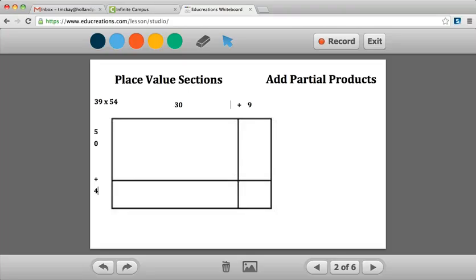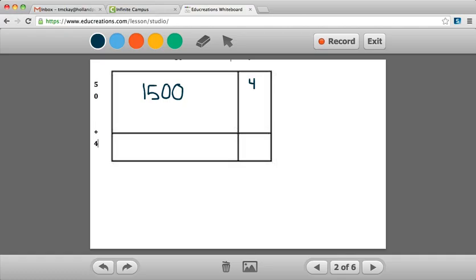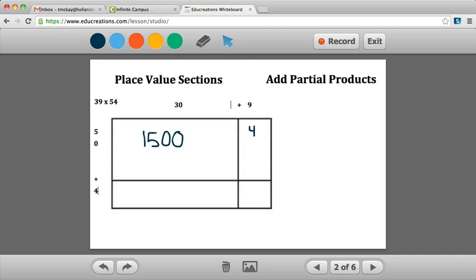If we take the problem 39 times 54, and we want to break that apart, you'd break it into 30 plus 9 and 50 plus 4. When you multiply, you would take 30 times 50 for the first box. So 30 times 50 is 3 times 5 is 15 with 2 zeros. So you have 1,500. And then for the second box, you would take 9 times 5, which is 45. And there is 1 zero. So you have 45 with 1 zero.